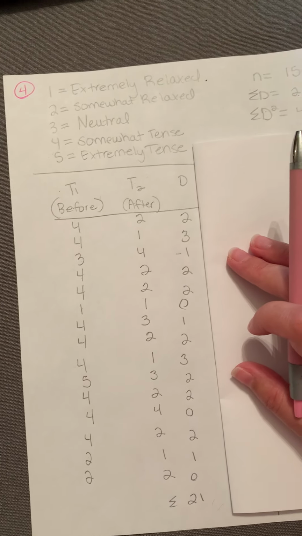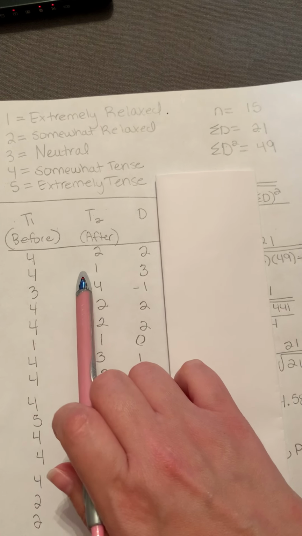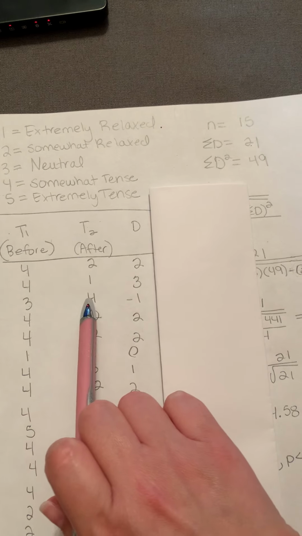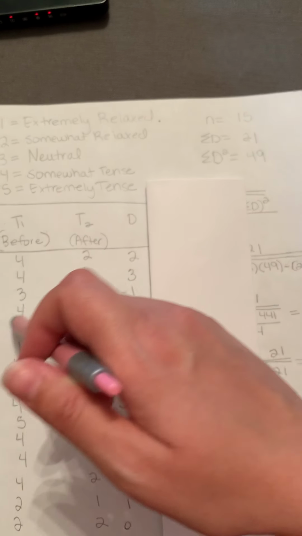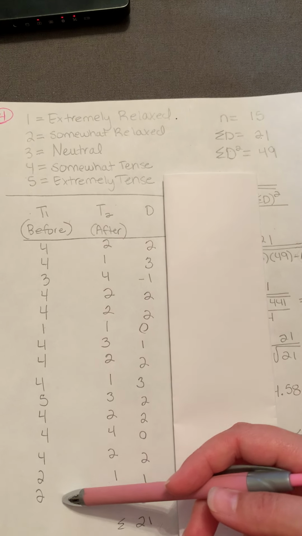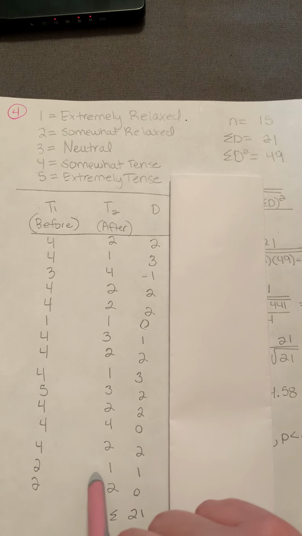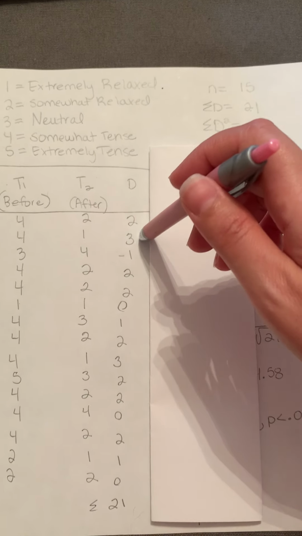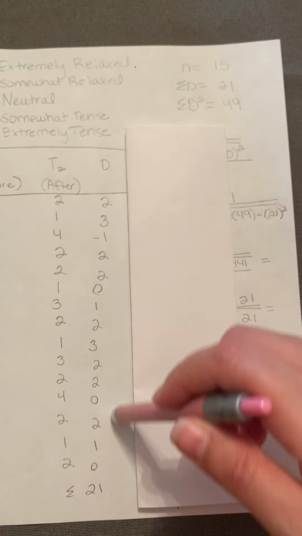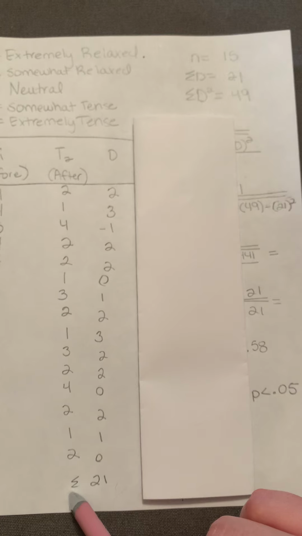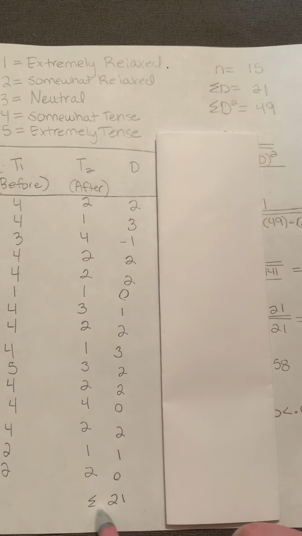So if you look at each of these, 4 minus 2 is 2, 4 minus 1 is 3, 3 minus 4 is negative 1, 4 minus 2 is 2, and so on and so on. You go down through the list of pairs, subtracting time 1 from time 2, making sure that it's from the same participant, and this is what I got. And so at the end of that, I want to sum all of these up, and if I do so, I will get a sum of 21. So that would be my sum of D.